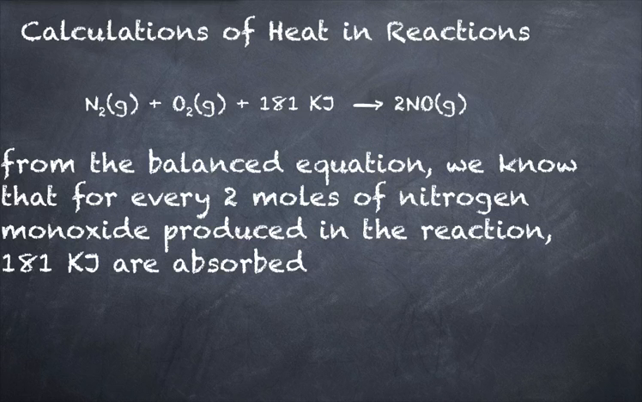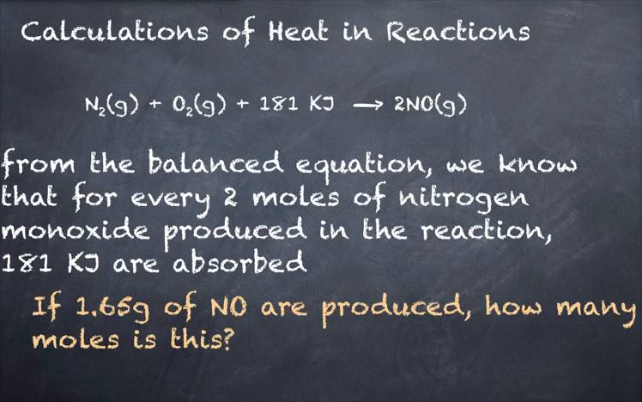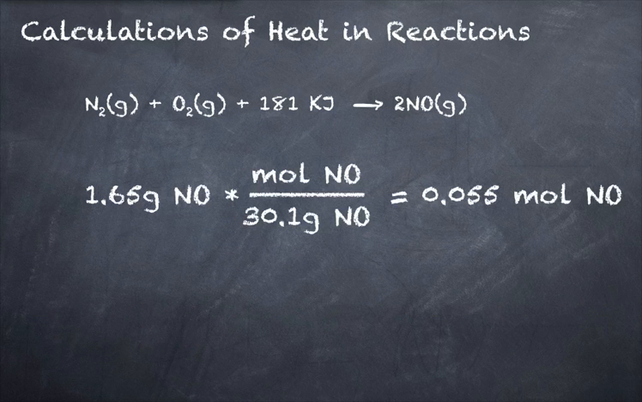So those two things will always be equal to each other. No matter how much of the nitrogen monoxide is produced, that ratio of 2 to 181 will remain the same. It'll remain constant. So I'm going to use that in our favor to try to figure out this problem. So if we have 1.65 grams of nitrogen monoxide produced, how many moles? Because remember, this is a molar relationship that we're going to look at. So really, all you need to do is put grams into moles, go through the periodic table to find moles, and then use this conversion factor to solve the problem.